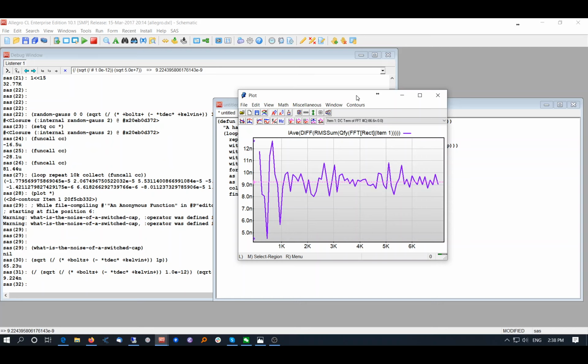A 1 kilo ohm resistor is 4 nanovolts per root hertz. So this 1 picofarad capacitor sampled at 100 megasamples per second is making the noise of approximately, because it's square root, approximately 4 kilo ohms, which is not too bad. So we can deal with it.